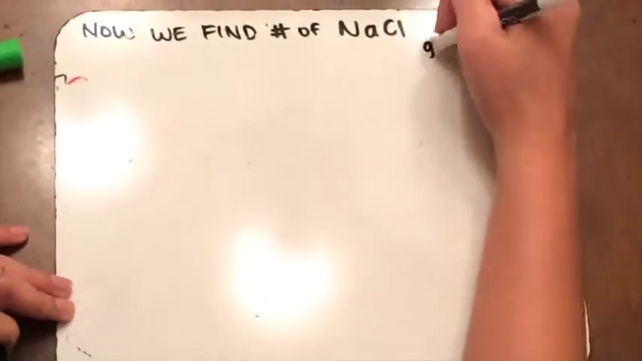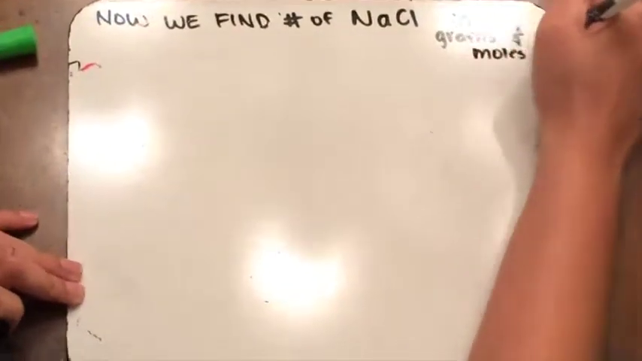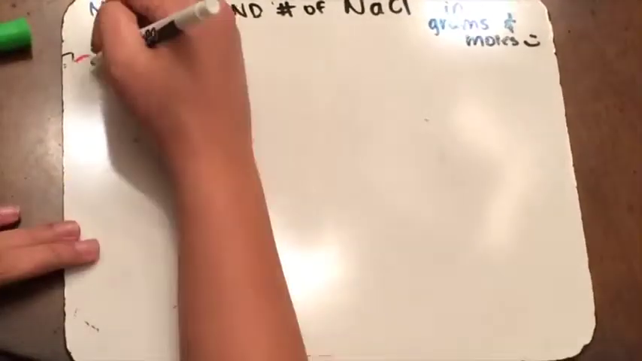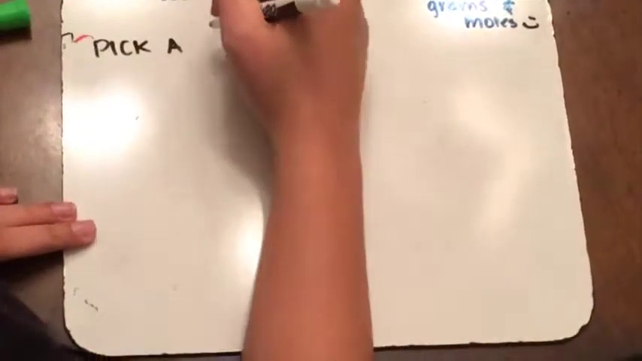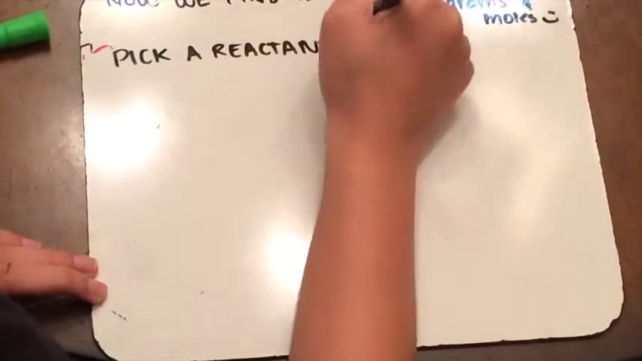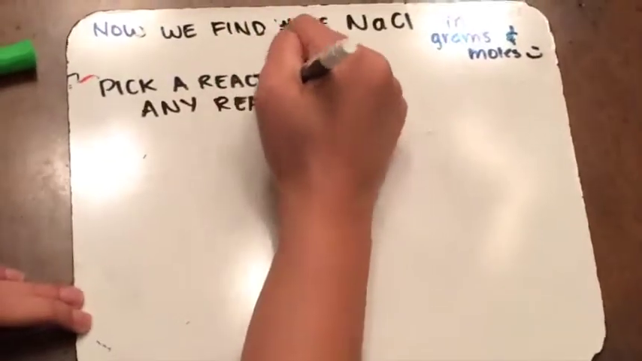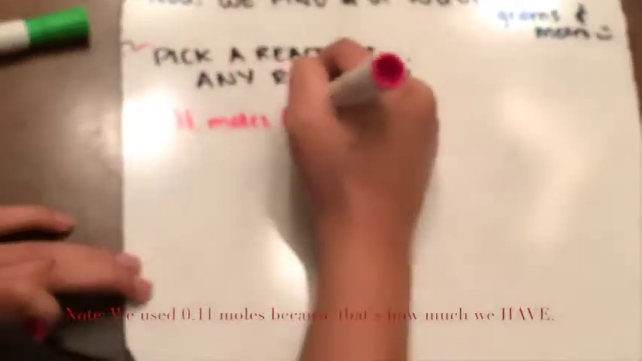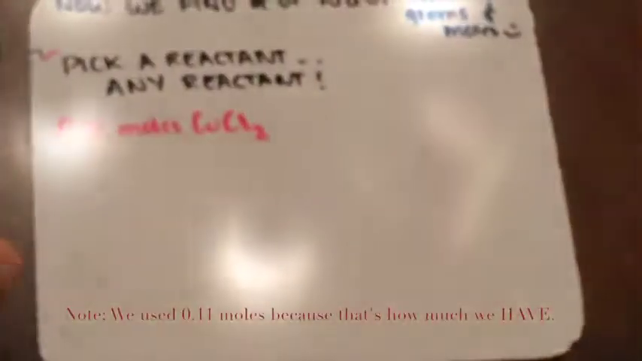So now that we have the limiting reagent and the excess, we still need to find the number of sodium chloride in grams and moles, because it's always good to have both. So pick any reactant. So the two reactants are the copper chloride and the sodium nitrate, CuCl2 and NaNO3. So I just picked the CuCl2, so 0.11 moles of copper chloride.